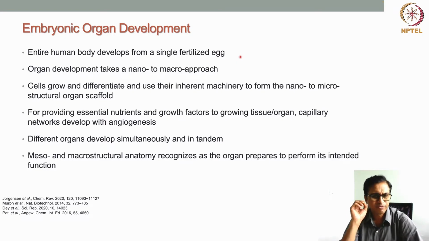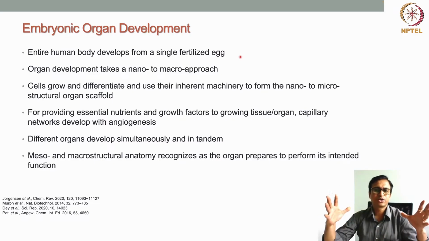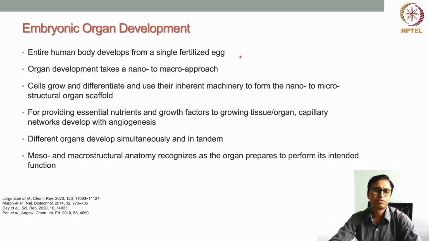That means starting from a very small single cell, a macro tissue, macro organ, or the whole human body develops. That's typically a nano to macro approach. And generally the earliest cells present in the fertilized egg, at the very initial stage, grow and differentiate and use their inherent machinery to form nano to microstructural organ scaffolds.